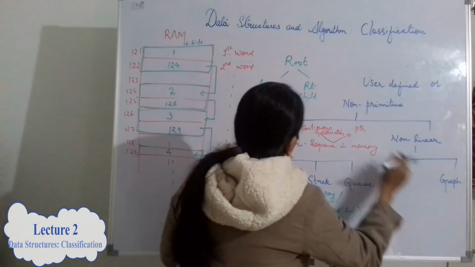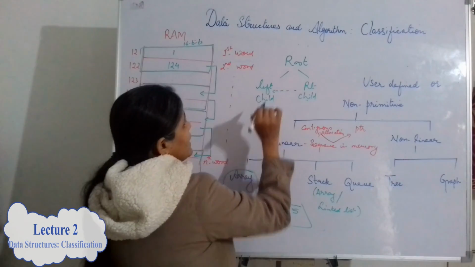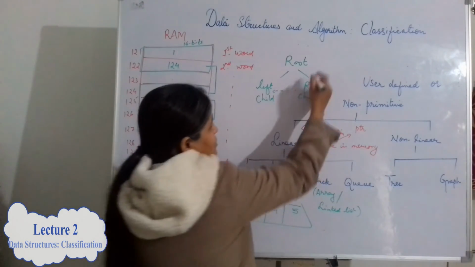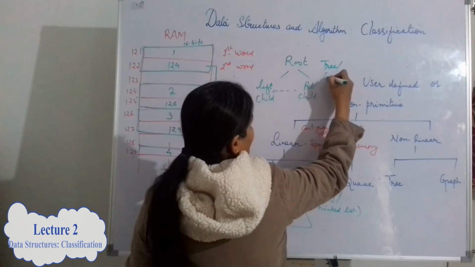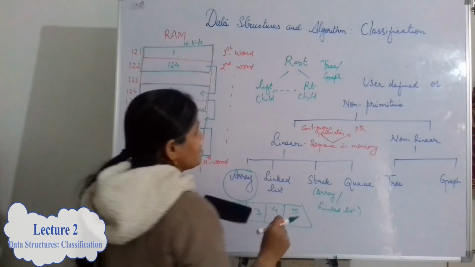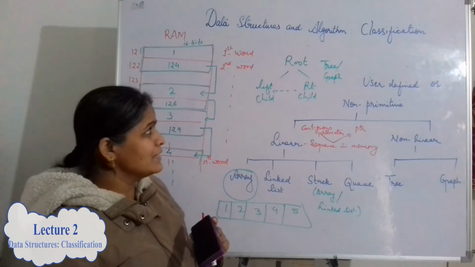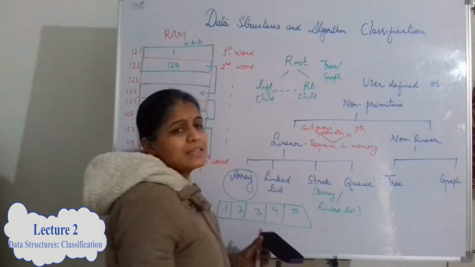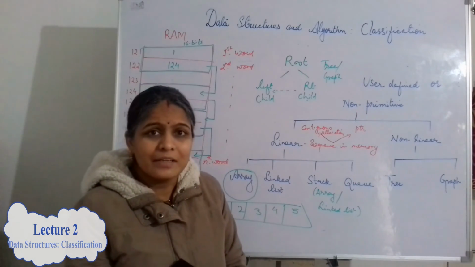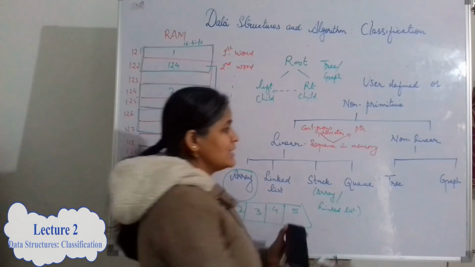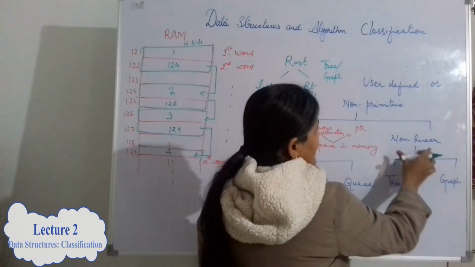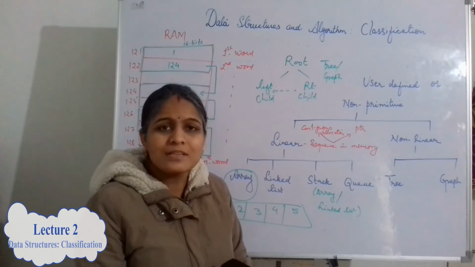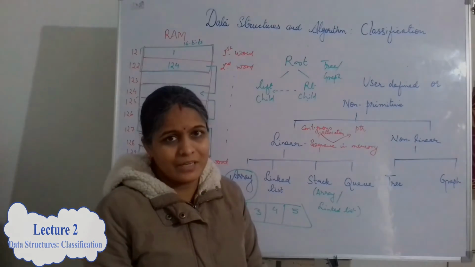And for graph, if a tree has cycles, then this data structure is known as a graph. So tree and graph never maintain a sequence among the data items in the memory. That's why these are categorized under the non-linear category. So this is all about the classification of data structures.